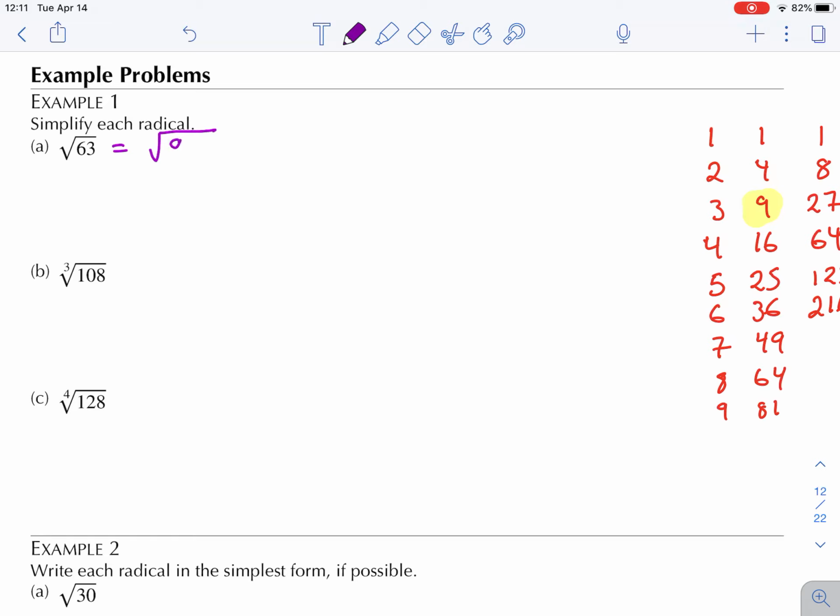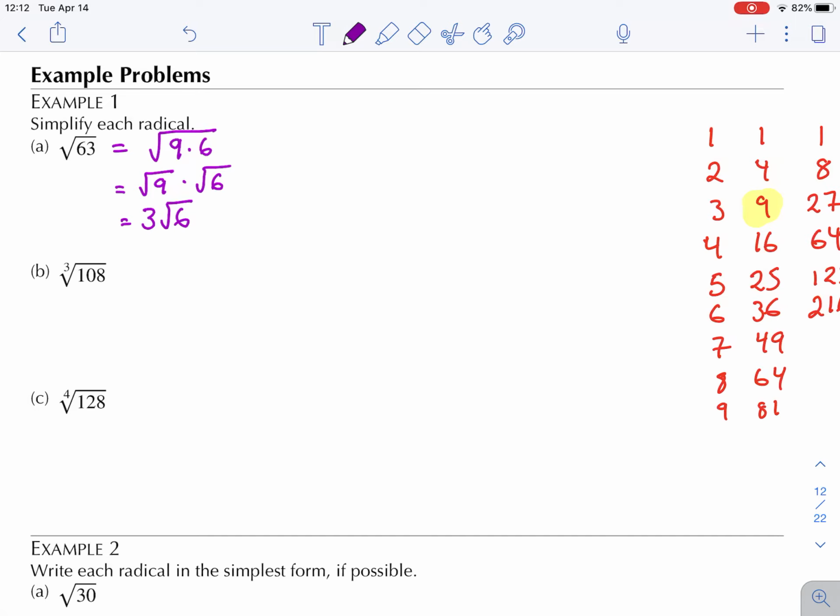So I break this apart. 63 is equal to 9 times 7. Break it into two radicals. The square root of 9 times the square root of 7 equals 3 square root 7. There is my final answer.